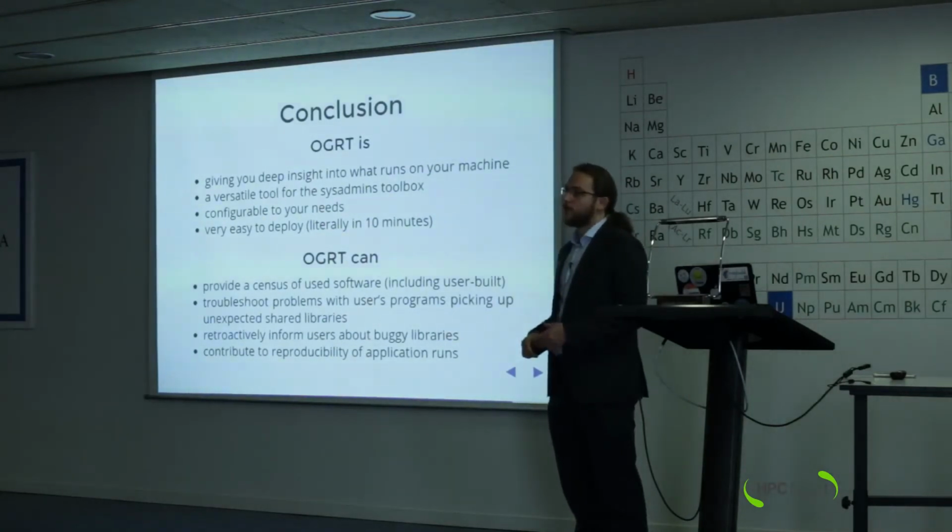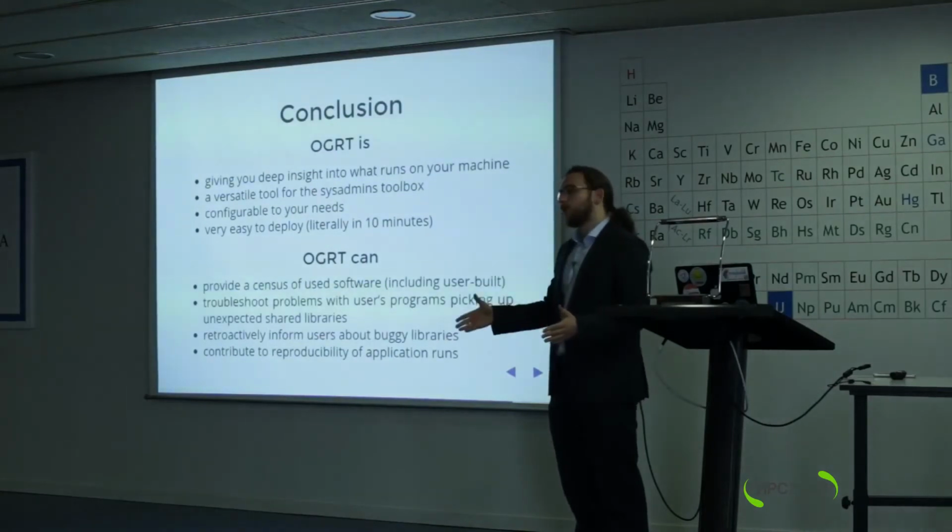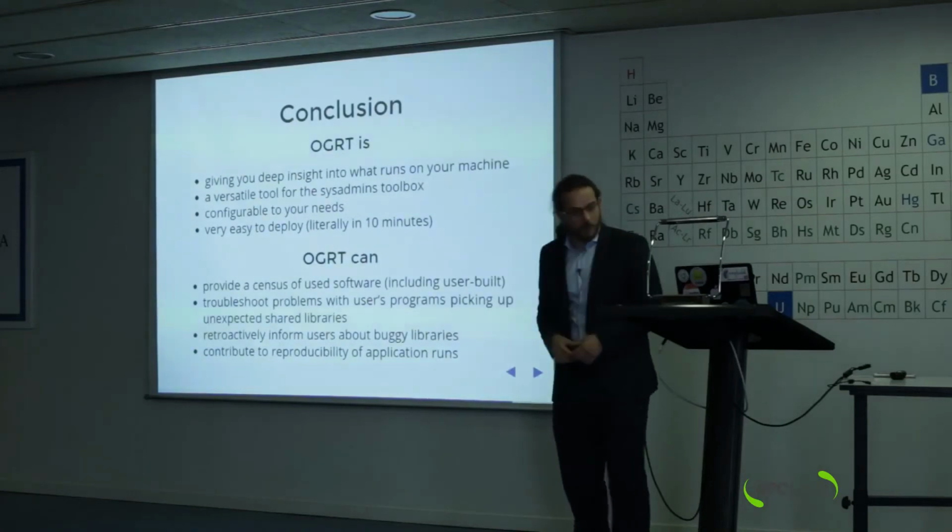You can retroactively inform the users about buggy libraries, and if you have a production pipeline, you can compare runs of programs. So you can see job number 1 compared to job number 100, which is the same pipeline. What changed? Did it run the same programs? Stuff like this.